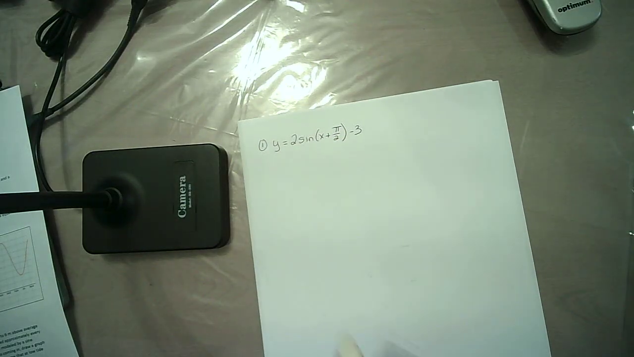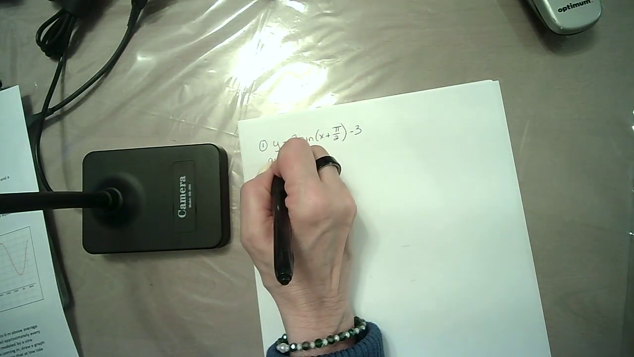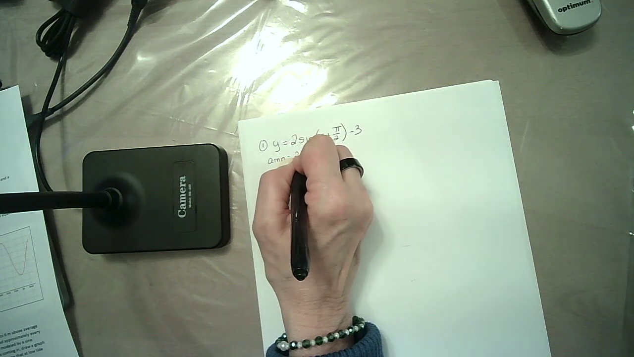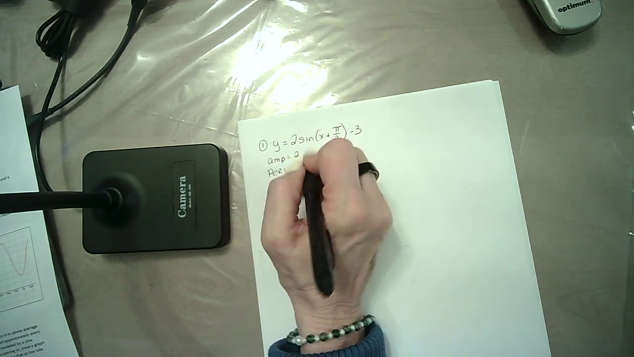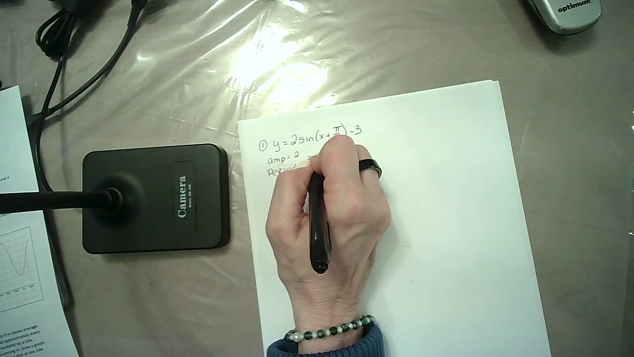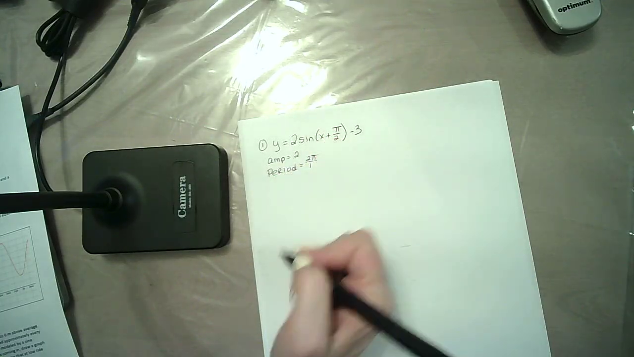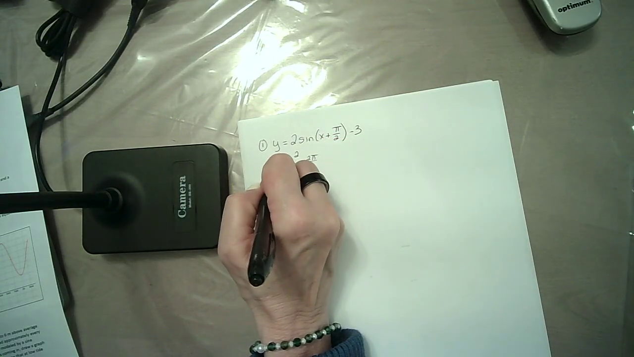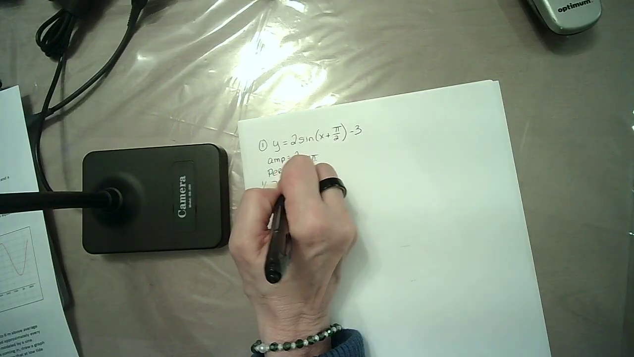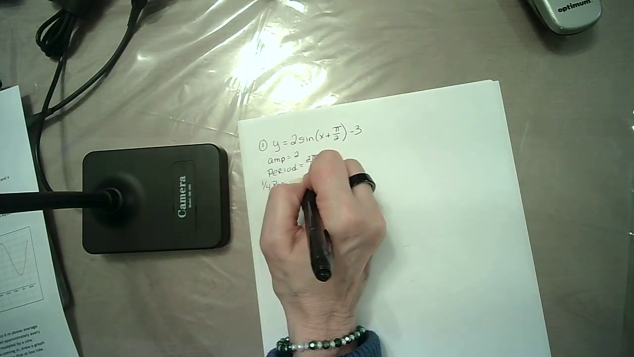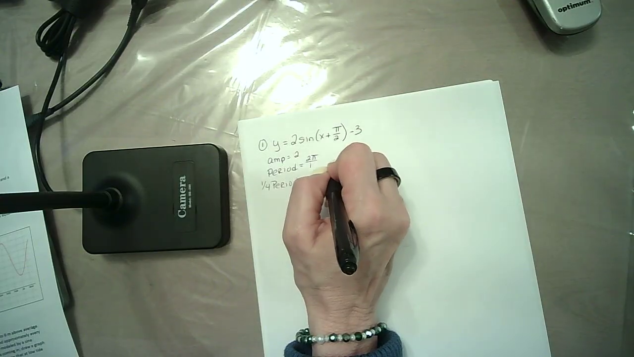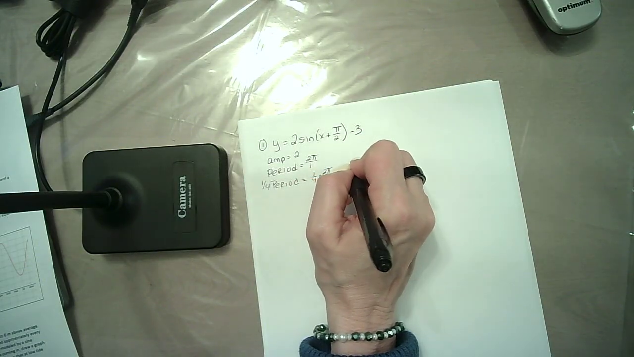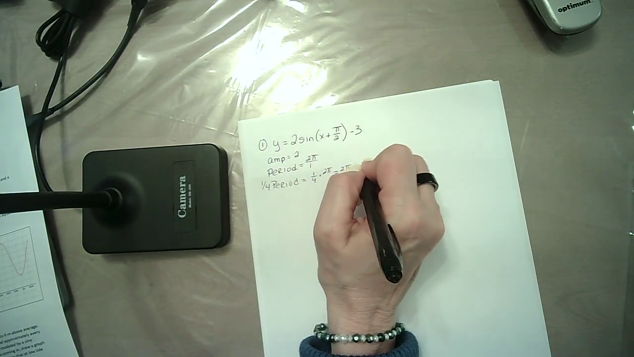Okay, so I could see that the amp is 2, the period is 2 pi over 1, or just 2 pi. We need 1/4 of the period to see how we're going to move in between our spaces. So 1/4 times 2 pi is 2 pi over 4, or pi over 2.